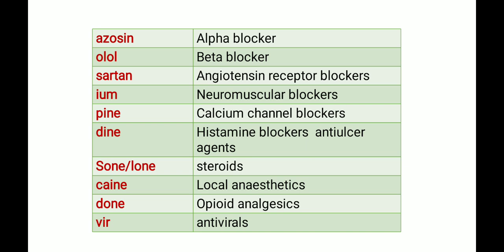And next is caine, for example, cocaine. They are local anesthetics. And done, they are opioid analgesics. For example, methadone or oxycodone. And vir, any drug which ends with vir are antiviral agents.